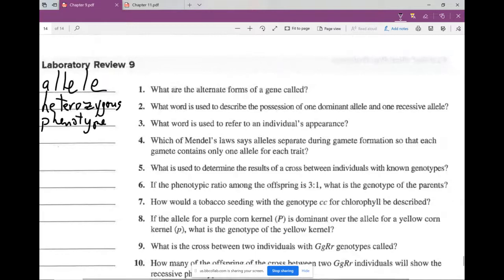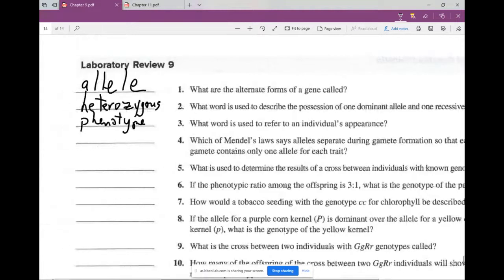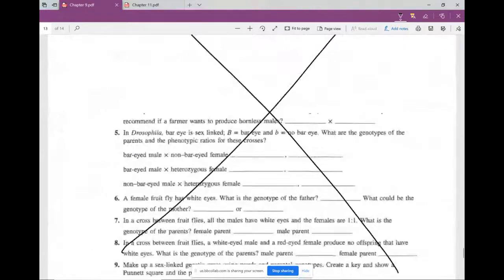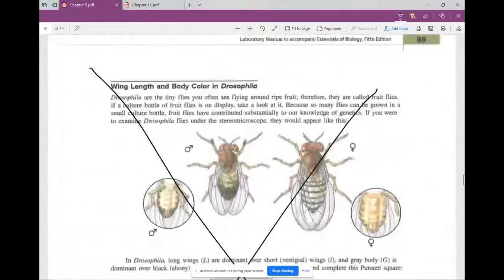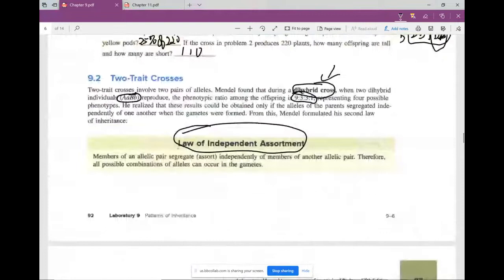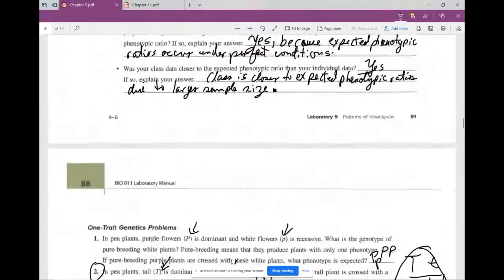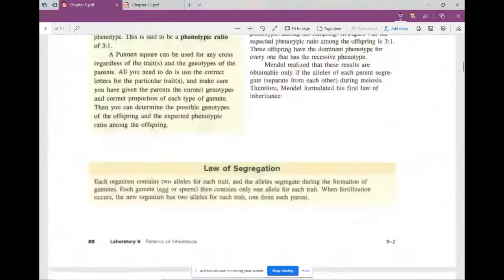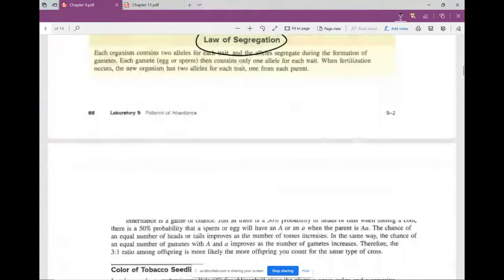Which of Mendel's laws says alleles segregate during gamete formation so that each gamete contains only one allele for each trait? Okay. So we go back and we read. Each organism contains two alleles for each trait, and the alleles segregate during the formation of gametes. Each gamete then contains only one allele for each trait. Right? That's the law of segregation.